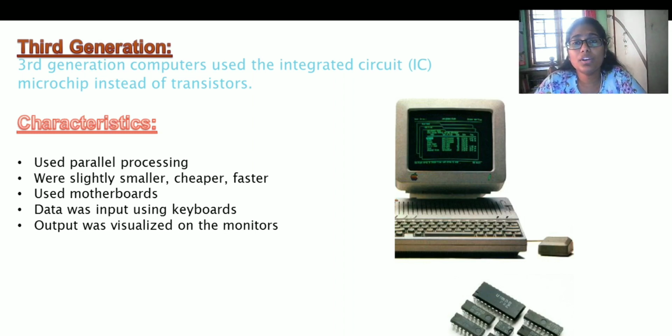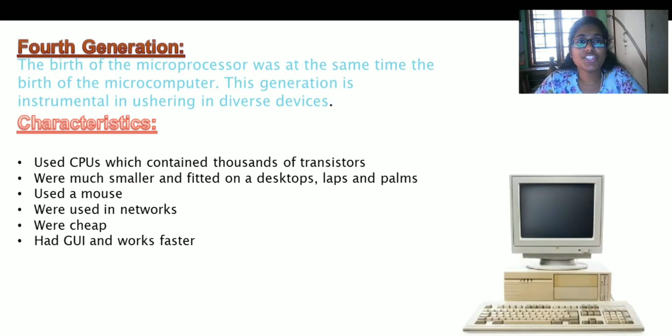Next is the third generation computers. They were based on integrated circuits. They used parallel processing. They used motherboards. They were smaller, cheaper and faster. Third generation computers gave birth to the microprocessor, and this generation had diverse devices.